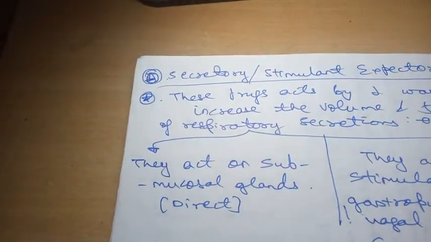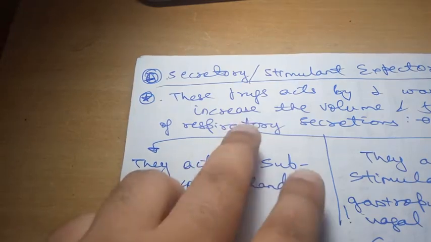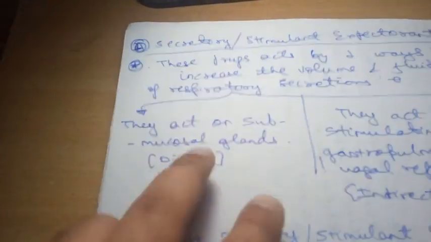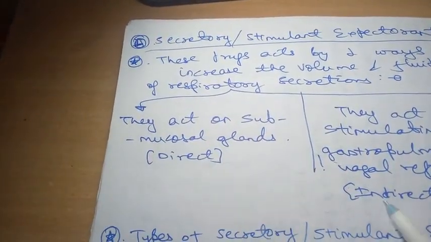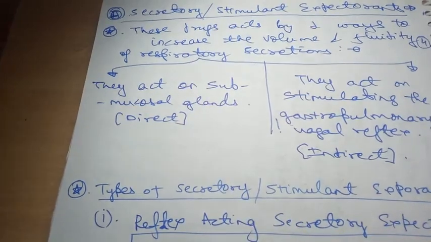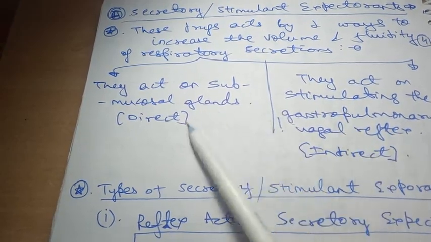Okay, since these are expectorants, their function will be the same no matter what category of expectorant that is. The drug will perform the same function, that it will increase the fluidity and volume of the secretion in the respiratory tract. But there are different modes of action. With respect to secretory or stimulant expectorants, there are two mechanisms of action, that is direct and indirect. Direct means these drugs will directly act on submucosal glands, and indirect means they will act through stimulation of the gastropulmonary vagal reflex. We'll discuss what gastropulmonary vagal reflex is in a minute.